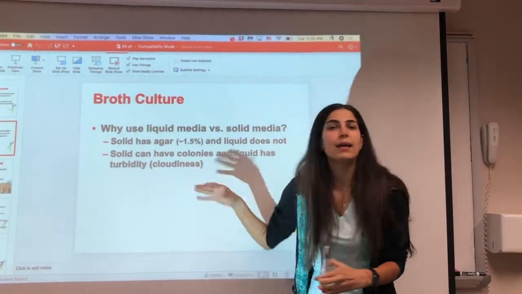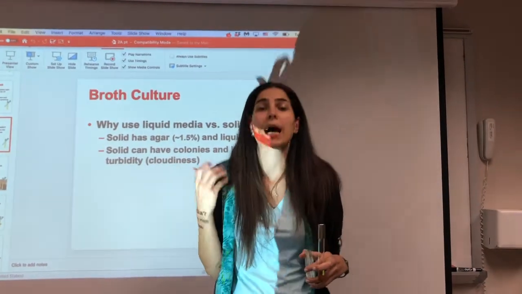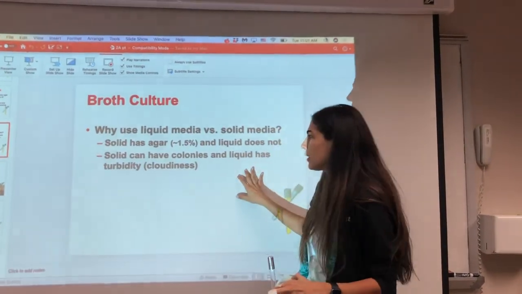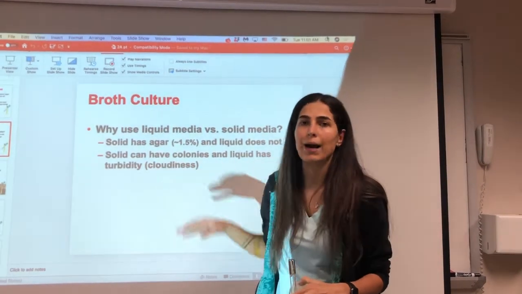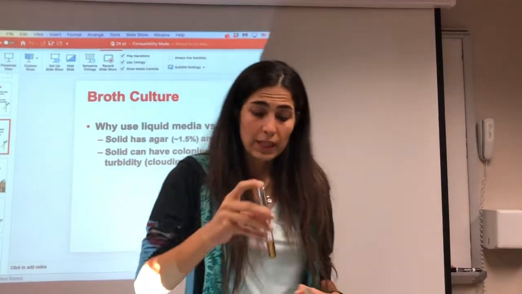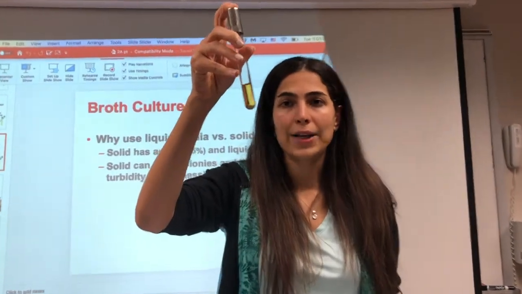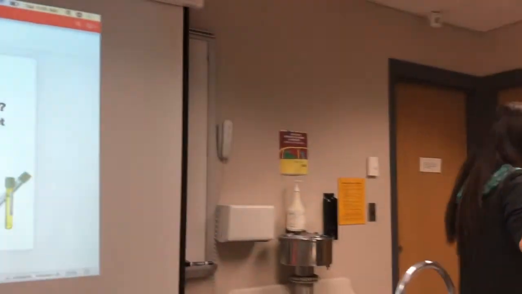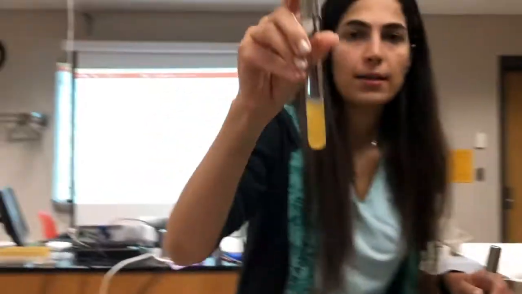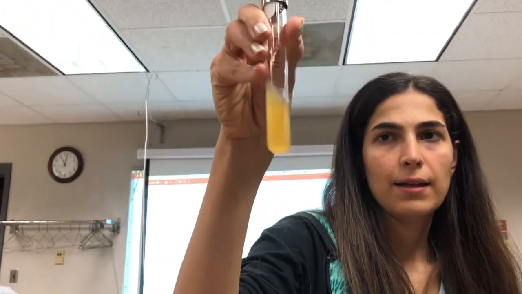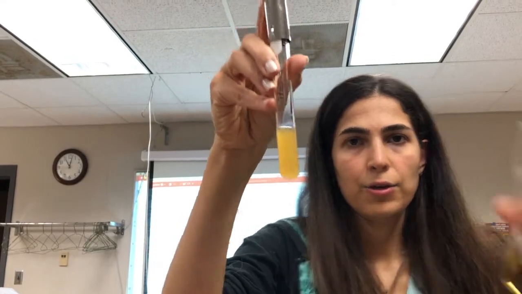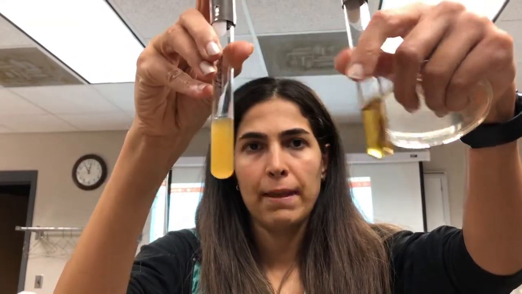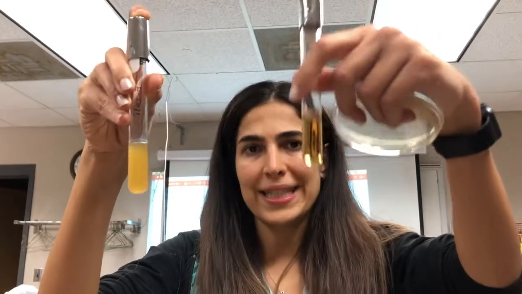In the solid media, you can see the colonies. Sometimes you can even count the colonies. But for liquid, it has the turbidity or cloudiness. So this is the translucent media. Actually, there is nothing in it. But sometimes when we inoculate the bacteria, it looks like this. This is the turbidity. The bacteria grow in that. You can see the difference between the translucent, no bacteria, and here is when bacteria grow.